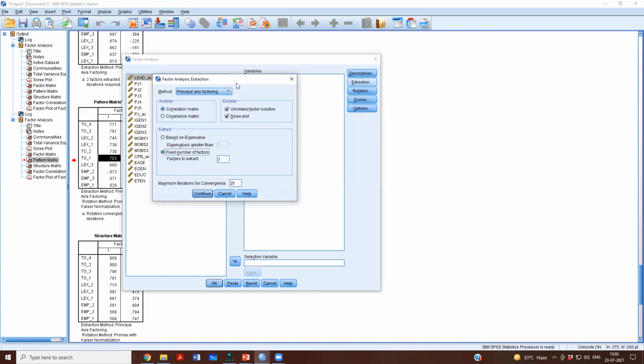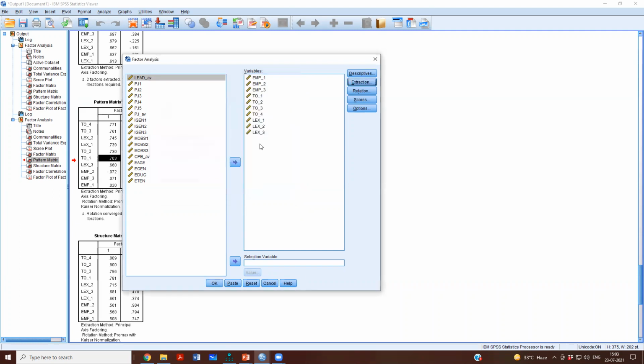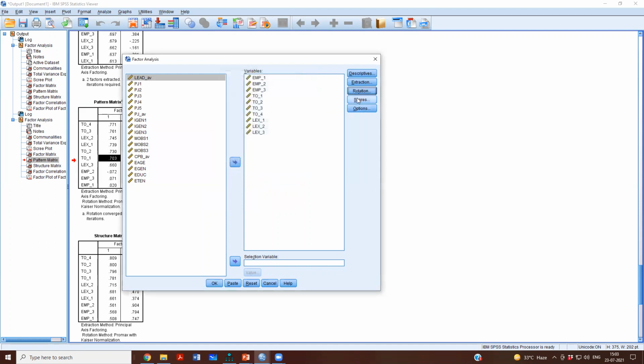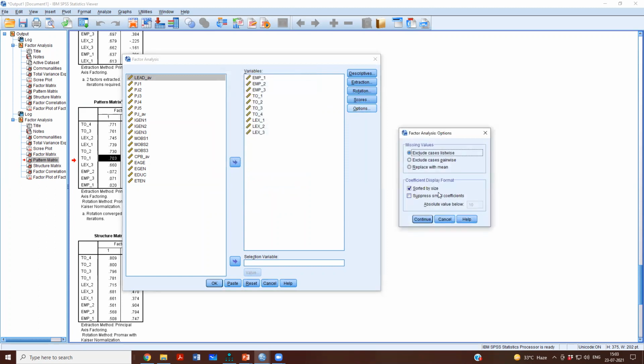Okay, we go to the extraction method and we should tell the software that we expect 3 dimensions measured by this set of 10 items. So I am going to tell the software how many factors it should extract. I'm going to continue. Rotation, I'm going to keep it default, Direct Oblimin for oblique. Okay, and nothing else to change here.